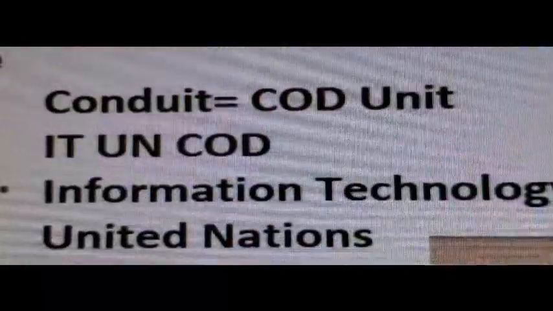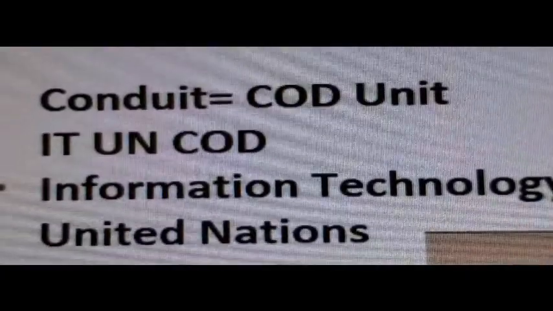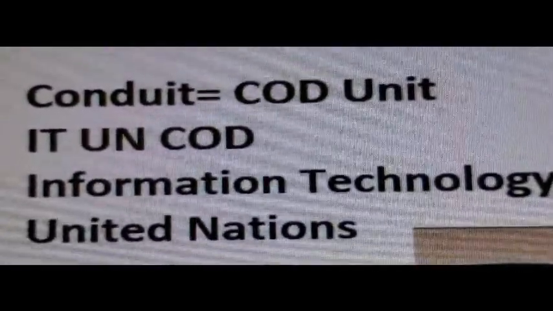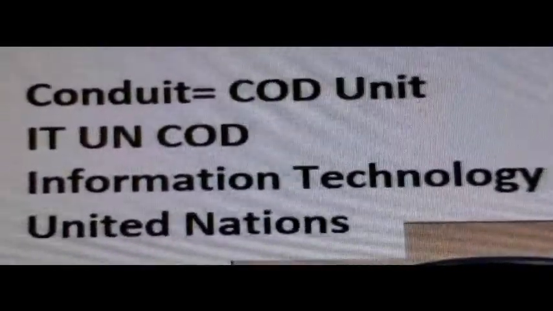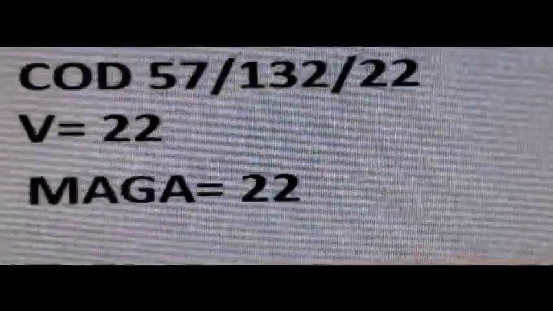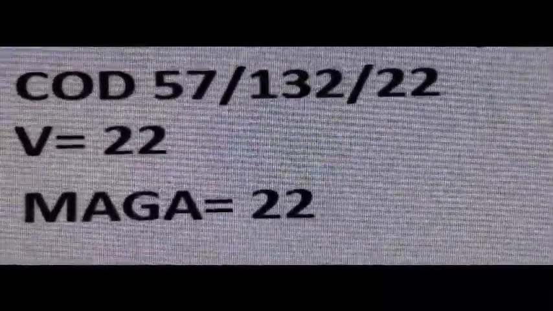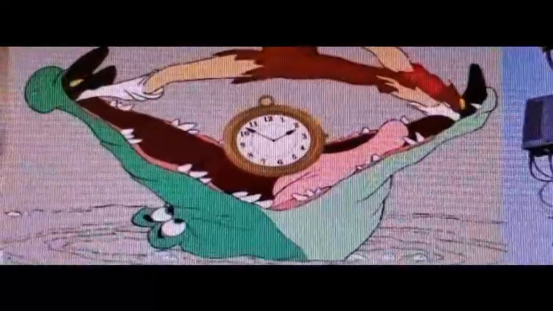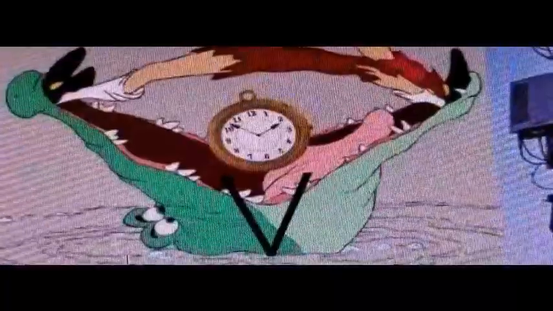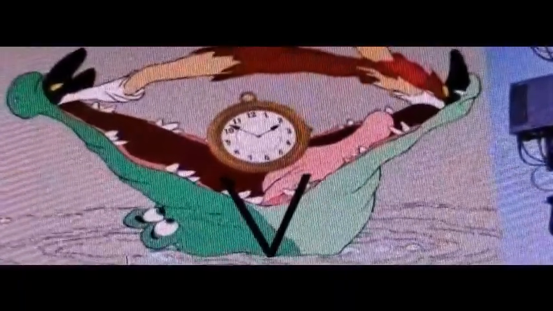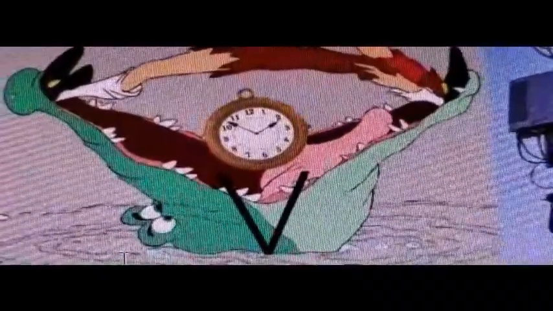So Captain Hook's saying he's a codfish and he's got this time in his hands. I don't know, guys. Conduit is cod unit, information technology. This goes a lot deeper than just a little cartoon. So cod 57, 132, and 22. V is 22 and MAGA is 22. Do you see the V there? So the letter V or 5 has a lot more significance, I think, than a lot of people realize.